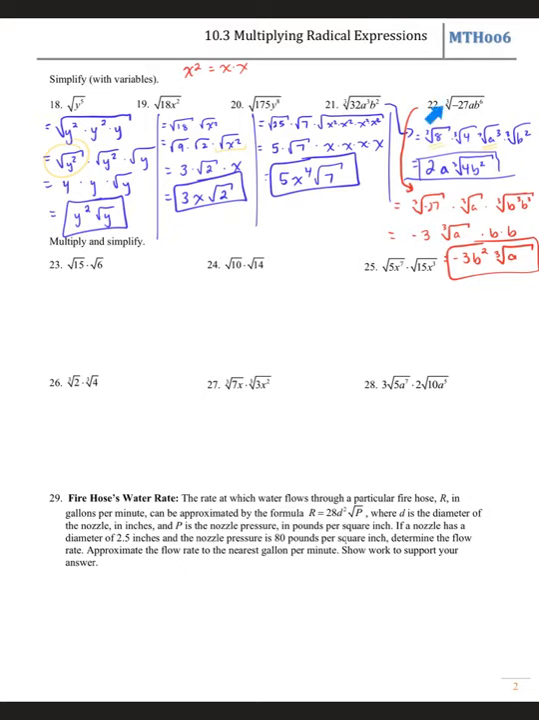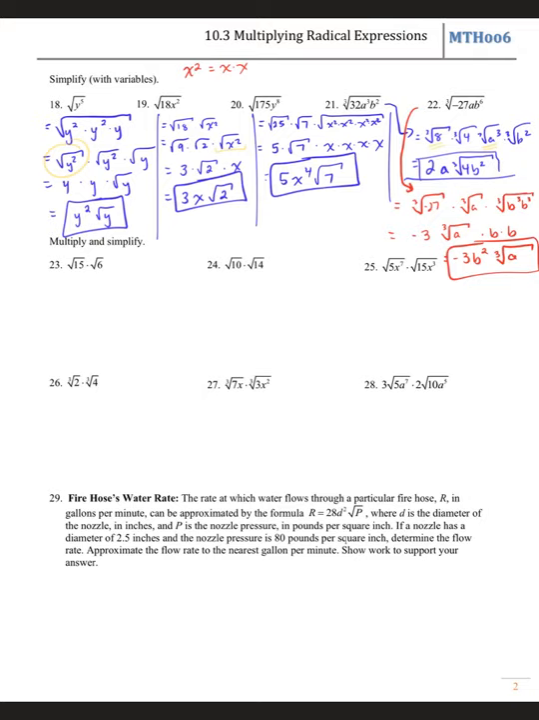Now, for 21 and 22, since they're cube roots, we want to look to see if they're multiples of 3. The a here is a multiple of 3, so we know that's not going to be under the radical, whereas b squared will remain because it's not a multiple of 3. And then 22a will remain under the radical, whereas b to the 6th, since 6 is a multiple of 3, is no longer under the radical. Again, you do 6 divided by 3, and we get the squared here.